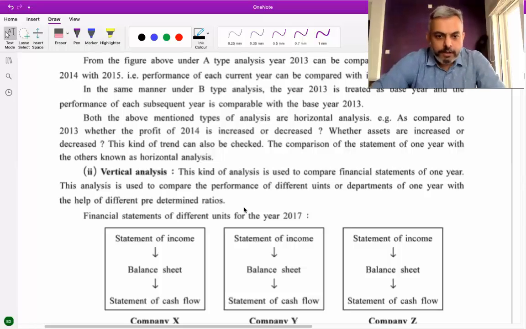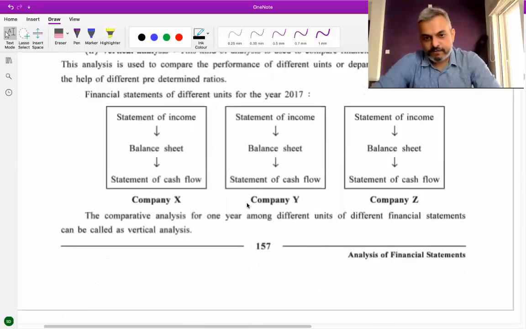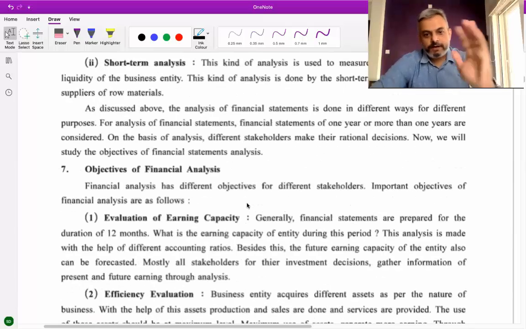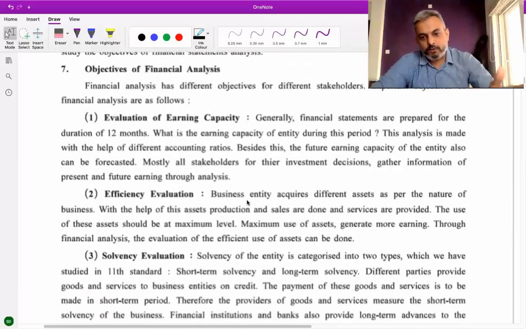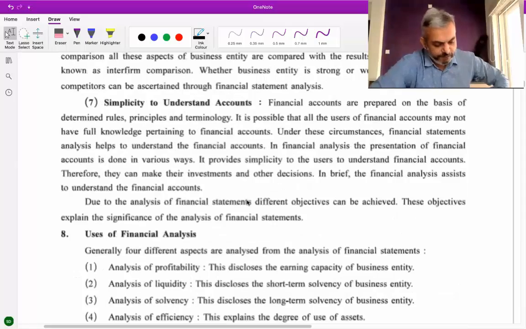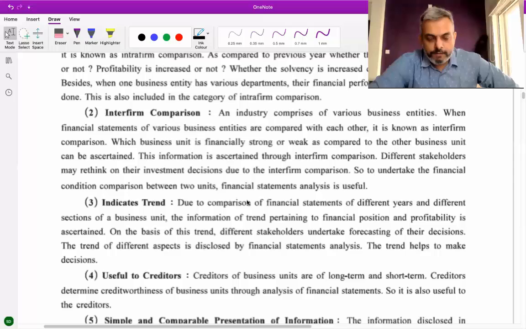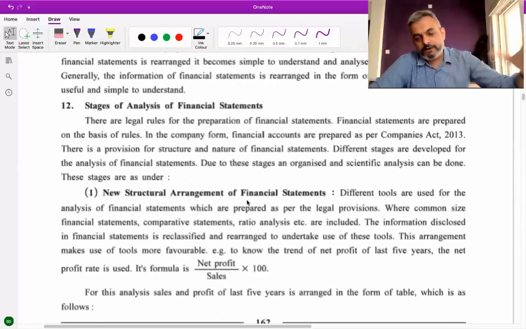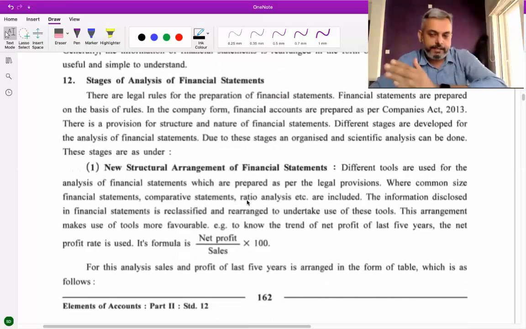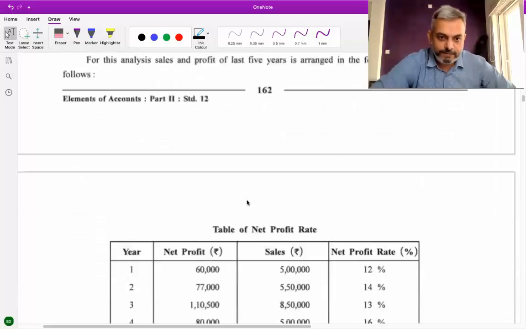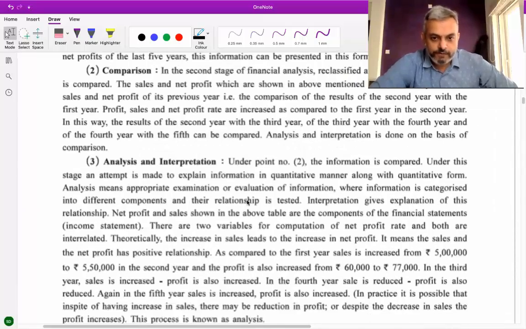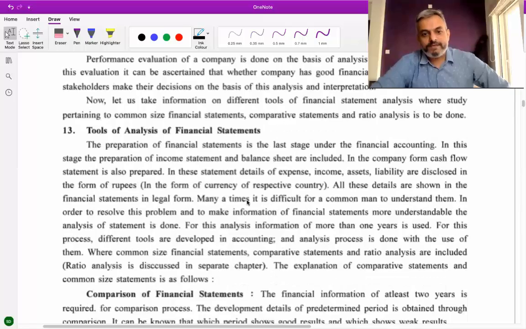Now, instead of going for vertical analysis right now, because we'll cover vertical later, let's go to the horizontal part first. So come to page number 164, because that is what the sums we are going to cover today. So let's cover the topic and the relevant sums. Then we'll go for others. So come to page number 164.